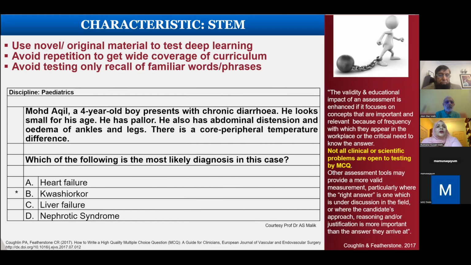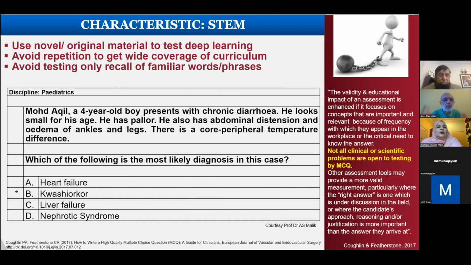Okay, use novel material to test deep learning, avoid repetition, and give wide coverage of the curriculum. Avoid testing only recall of familiar words, because this is not the function of the best answer question, to let the student just regurgitate the things which they have memorized.